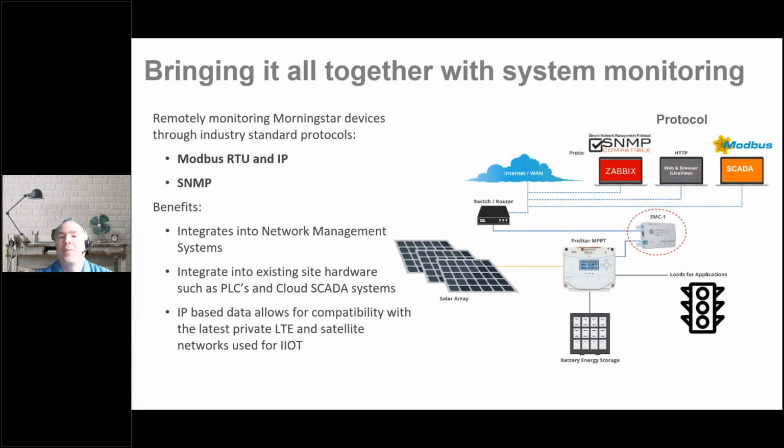This can give you a heads up to send somebody to the site to fix problems such as dirty or damaged arrays, unexpected shading, wiring and connection issues, or battery maintenance. And Morningstar's Ethernet meter bus converter accessory, or EMC1, that you see circled in red here in this diagram, connects the controller to an internet gateway to allow communications and remote monitoring via Modbus or SNMP protocols. And SunWize can help you set all this up with the rest of your system.